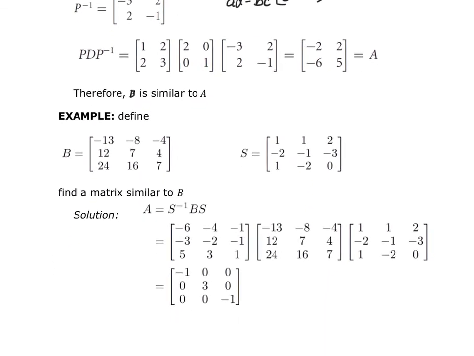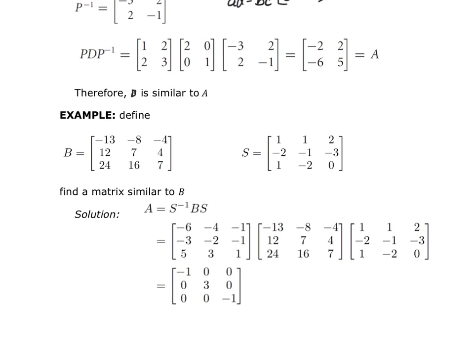Let's take a look at another example. Here is how I'm going to define B. Here is how I'm going to define S. And I want to find a matrix similar to B. Now, in the first example, we were checking to see if the two matrices were similar, given this P matrix. And in this case, I'm given the B matrix and my S matrix, and I want to see if I can find a matrix that is similar by the definition.